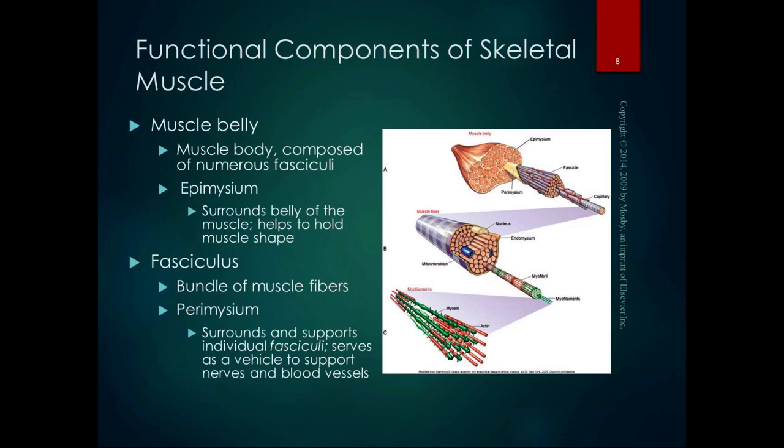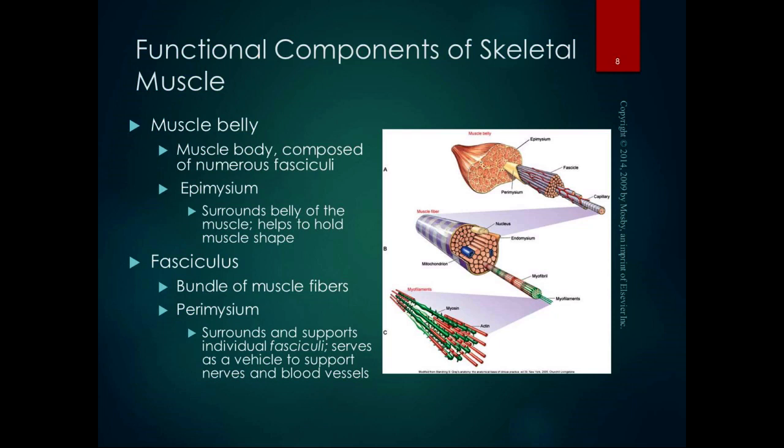In the last chapter, we had that one of the joint capsule, and you could see how much connective tissue was around that. But the part of the connective tissue that surrounds the belly of the muscle, we call the epimysium. A fasciculus, which a number of them together form the muscle belly, is a bundle of muscle fibers. And each fasciculus is surrounded by the perimysium. It surrounds and supports an individual fasciculus, and it serves as a vehicle to support nerves and blood vessels.